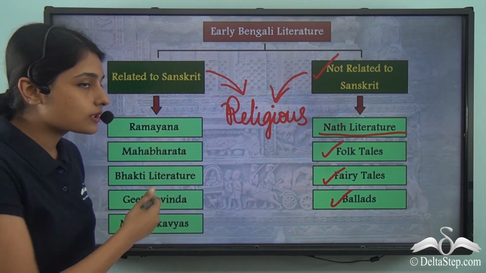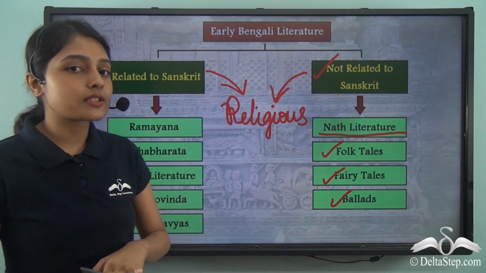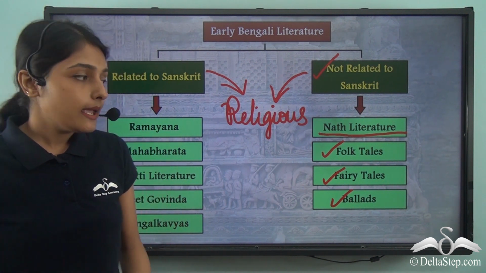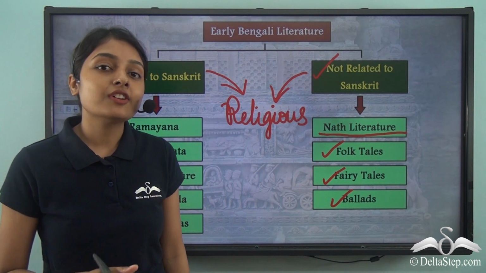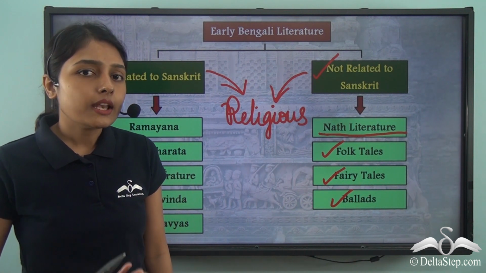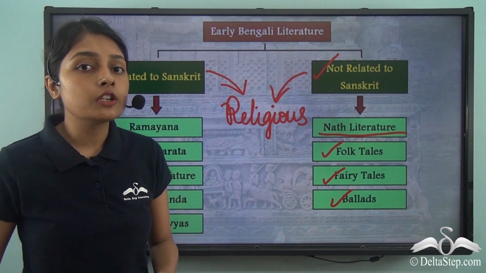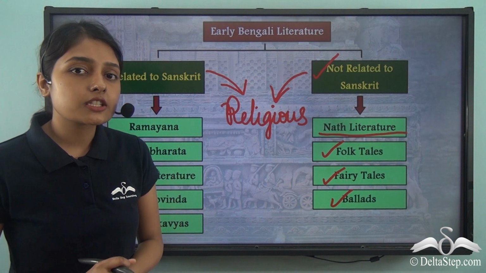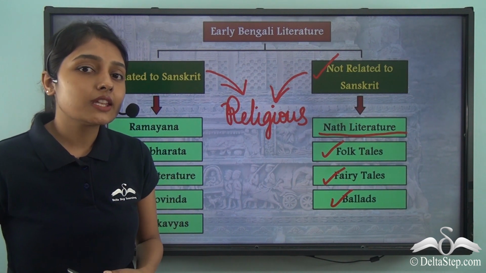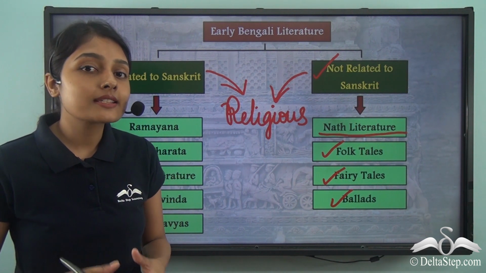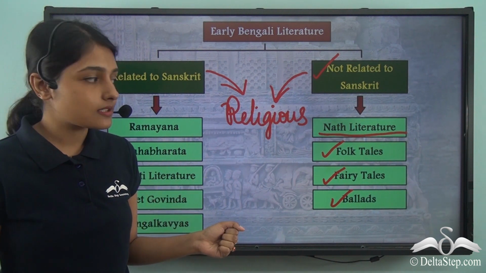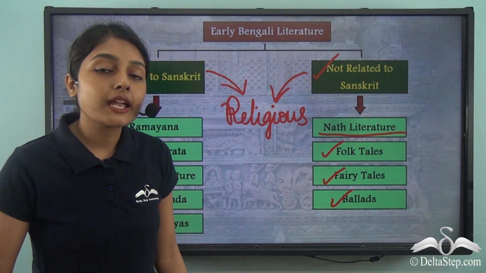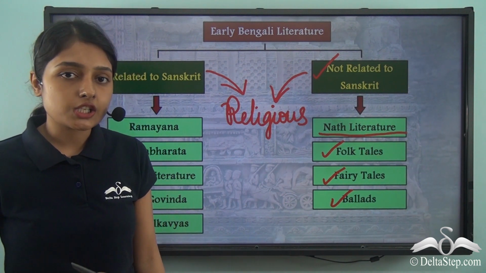Now we will also have to understand a very important thing in this regard. When we come to these literary works that were related to Sanskrit, it is easier for us to situate them chronologically because many of these texts have the dates written on them. While on the other hand, these works which were not related to Sanskrit are very difficult to be placed and situated chronologically because most of these were imparted and disseminated through oral traditions, because Nath literature, folk tales, fairy tales, ballads was spread among people through the oral tradition.